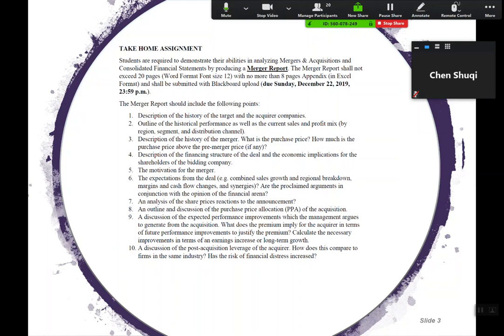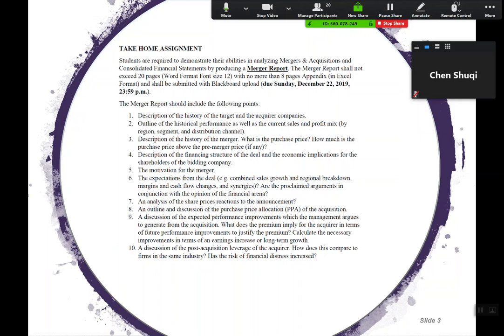Then point 7 would be the analysis of the share price reactions to the announcement, and this is pretty much what you've already done as a homework. So what I would like you to do here is the share price analysis using the WRDS database, around the announcement date, for example, as well as maybe a long-term analysis of how the share price of the acquirer in particular has developed after the acquisition.